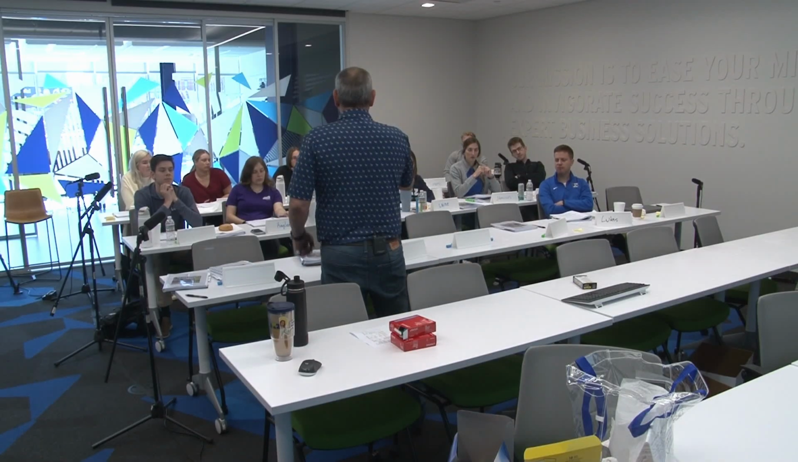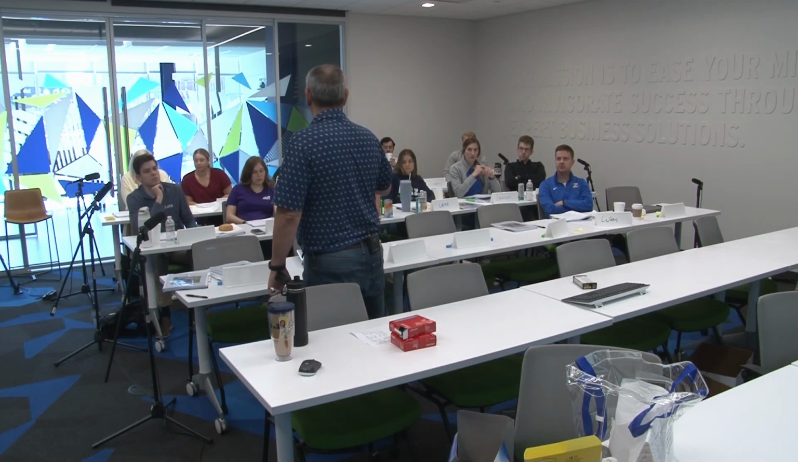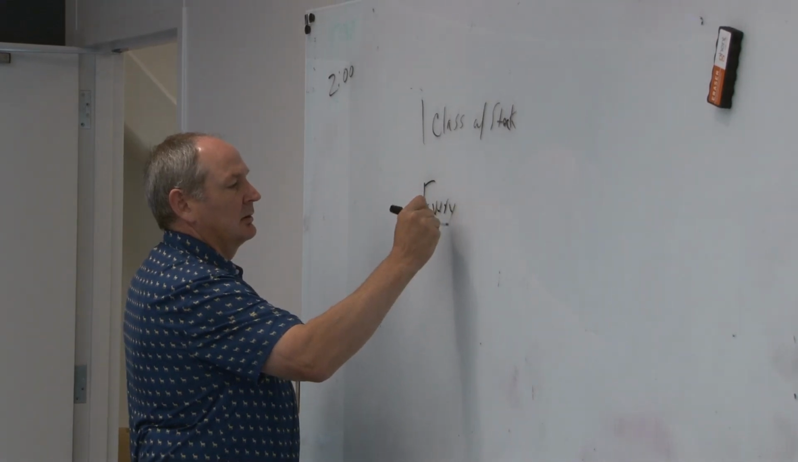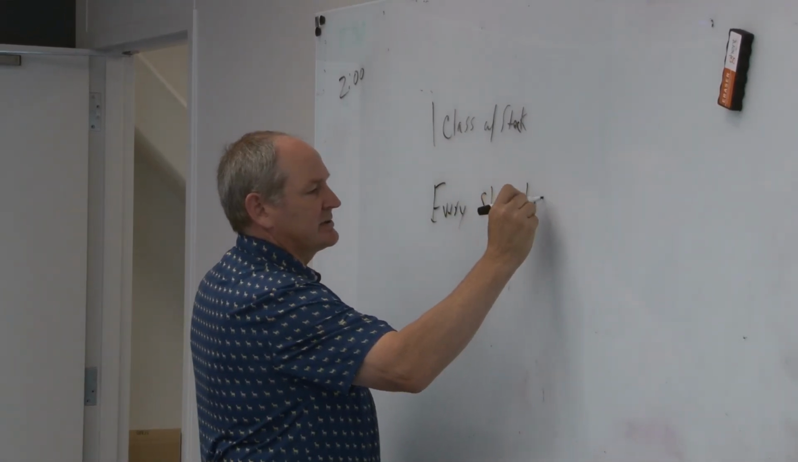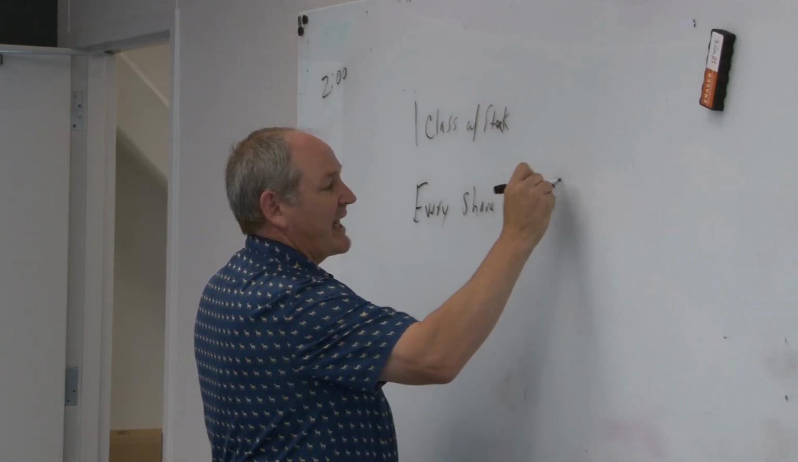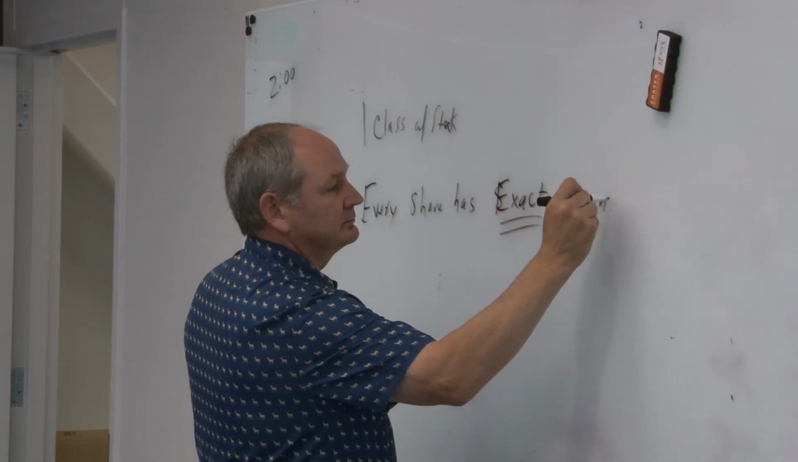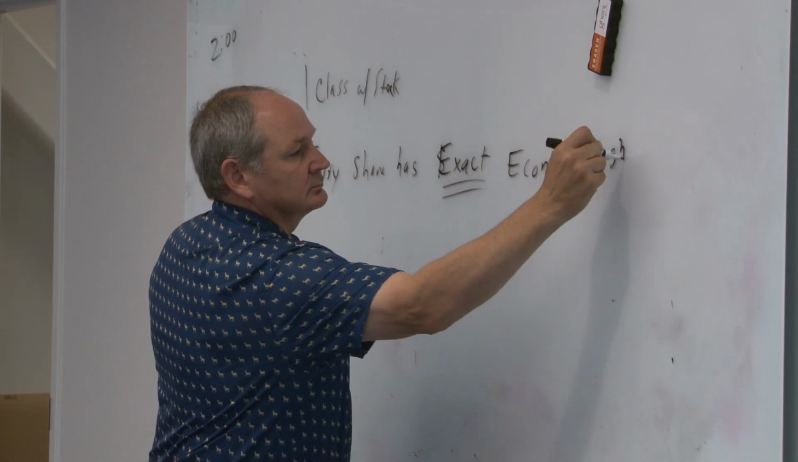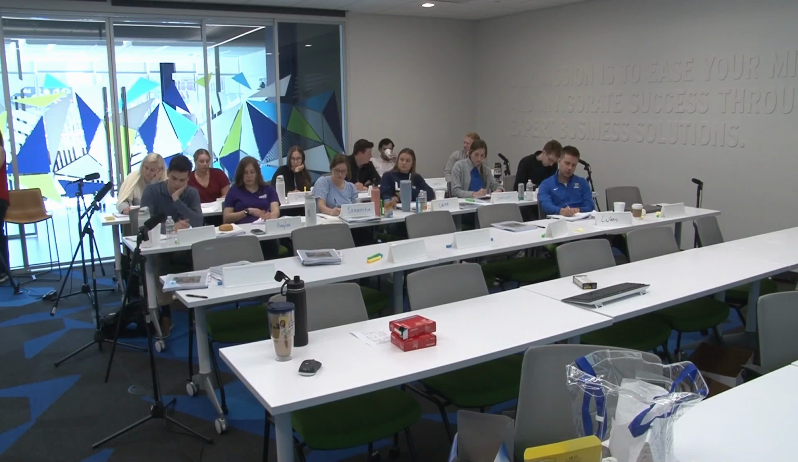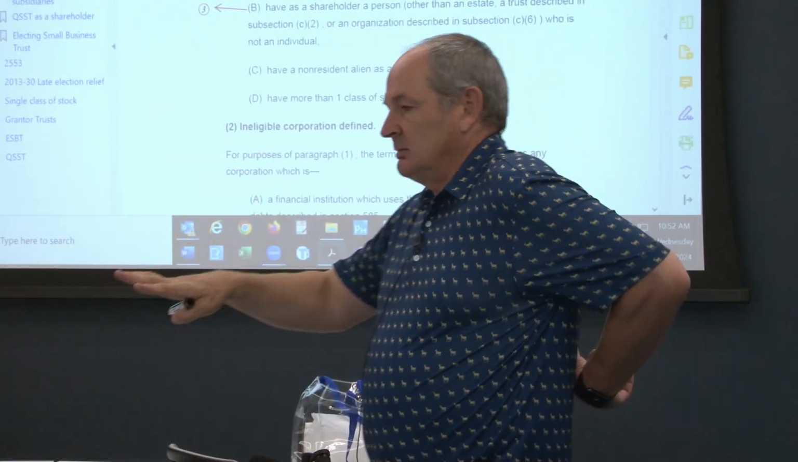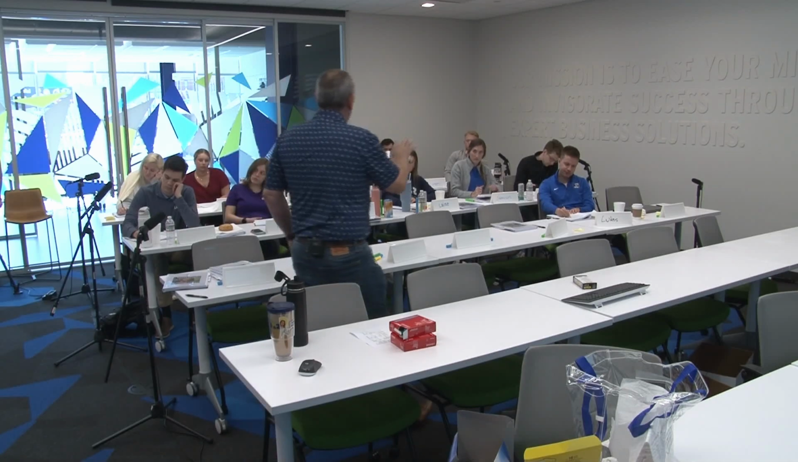Okay. So what second class of stock, or the absence of a second class of stock, really means is every share has exact economic rights. That's what that means. So when Lane said voting versus non-voting, voting versus non-voting does not have anything to do with economic rights.